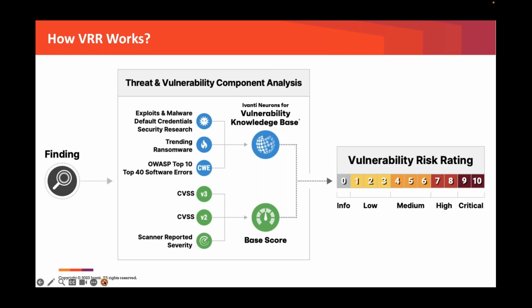Here's just another way to look at VRR. Like I said, this may be a mind shift for some of your organizations: the movement of highs and criticals down to mediums if they're not weaponized, and vice versa, those informational, lows, and mediums up to highs and criticals. Essentially, we take all of the data that comes from the scanner itself, whether it's CVSS 2.0, 3.0, or the scanner-reported severity, if that's in there. We take all of that, correlate it with our vulnerability knowledge base, and then rescore everything.